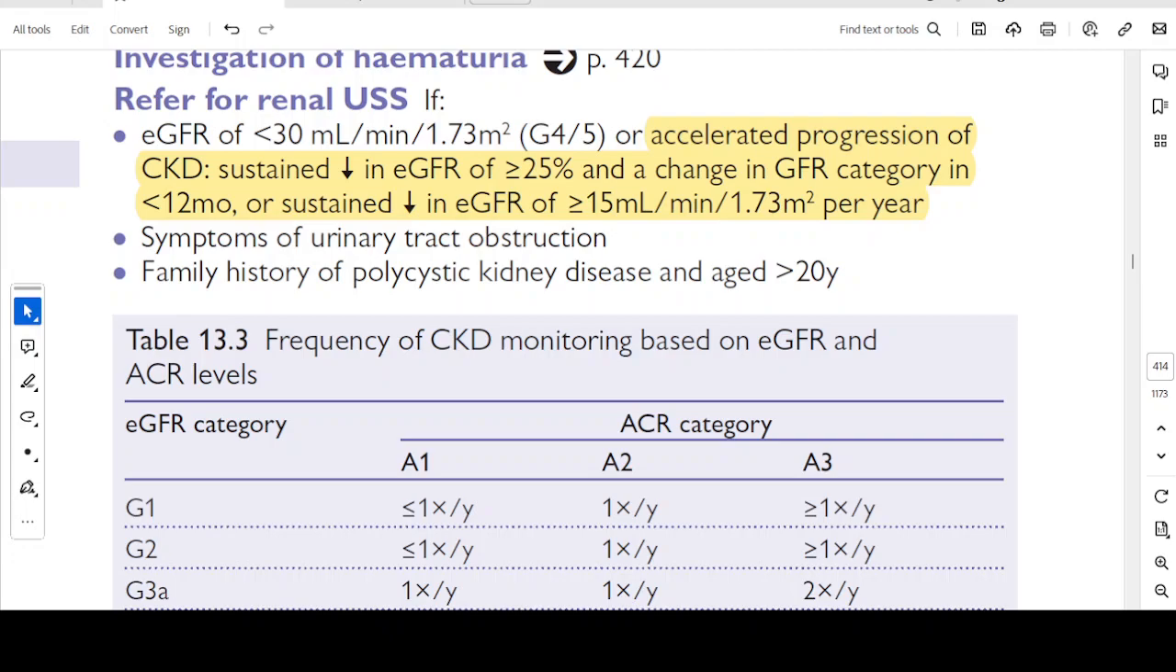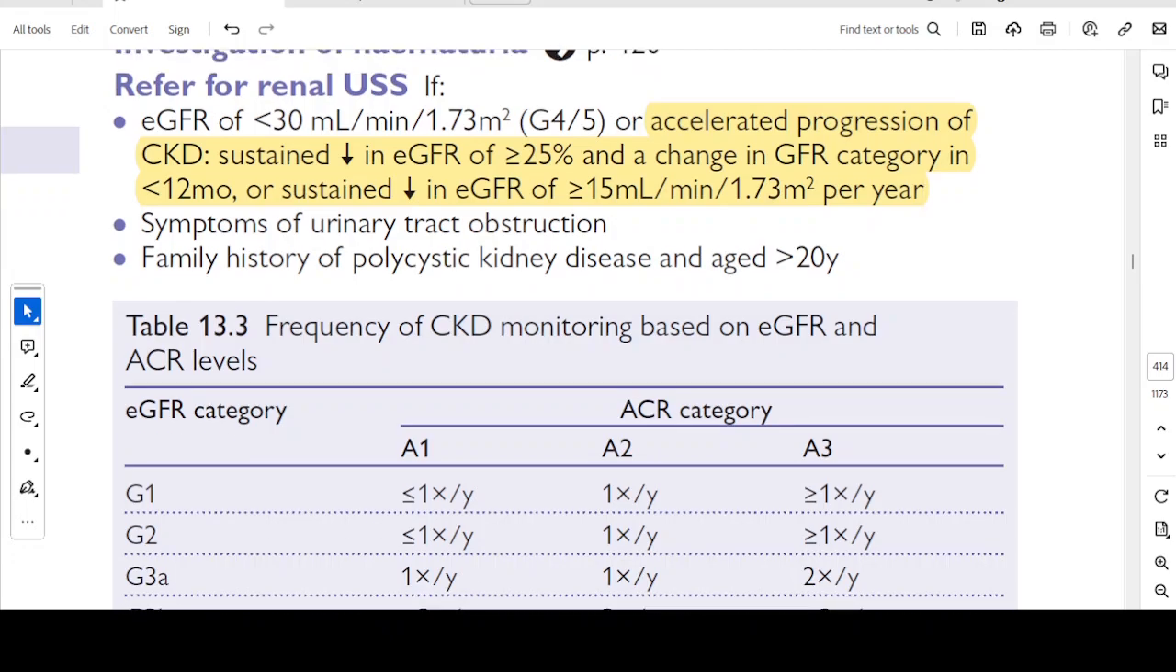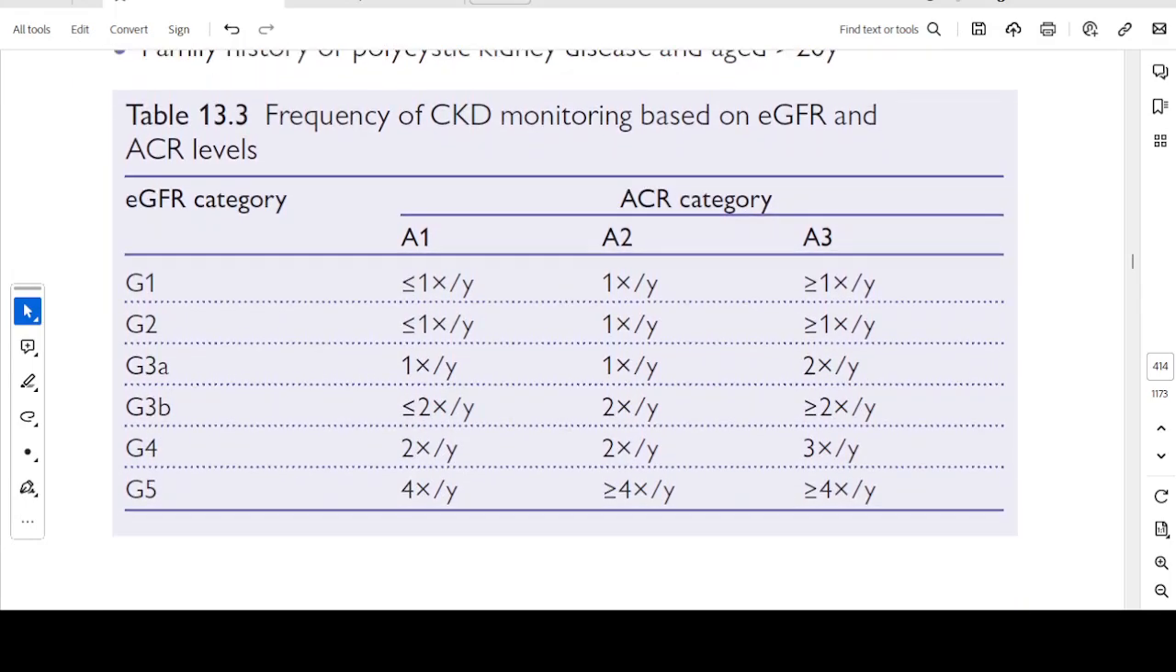If there is a reduction in eGFR of 25%, a change in eGFR category in less than 12 months, or a sustained reduction in eGFR of more than 15 ml per minute per year. If symptoms of urinary tract obstruction are present. If there is a family history of polycystic kidney disease and the patient is aged more than 20 years, you will refer for a renal ultrasound. Frequency of CKD monitoring based on eGFR.